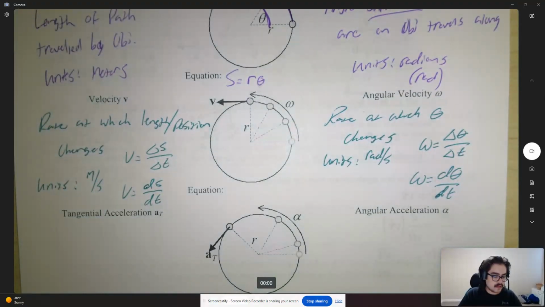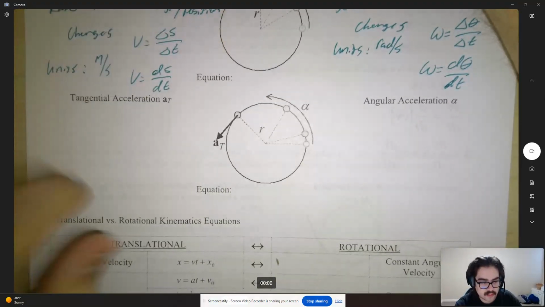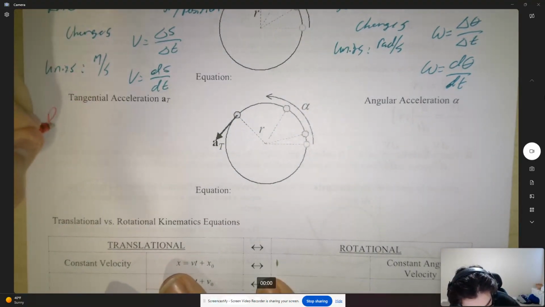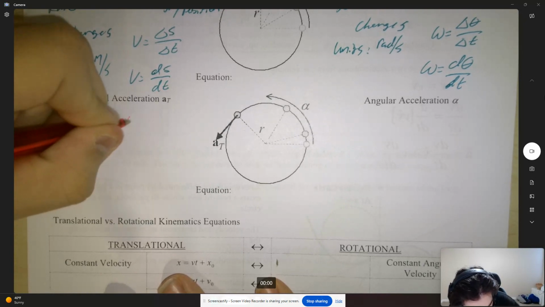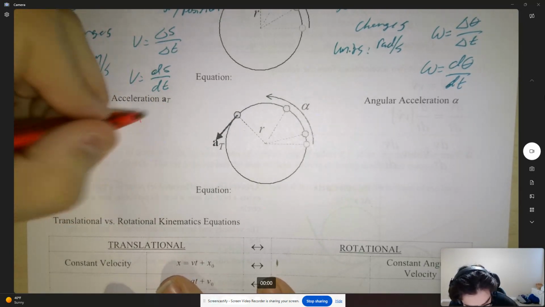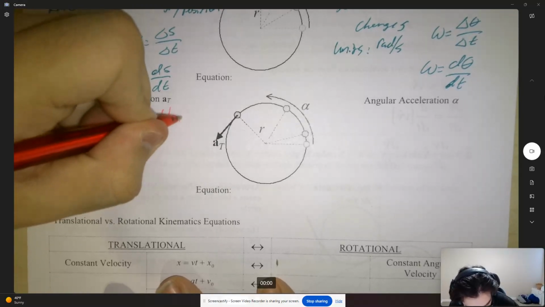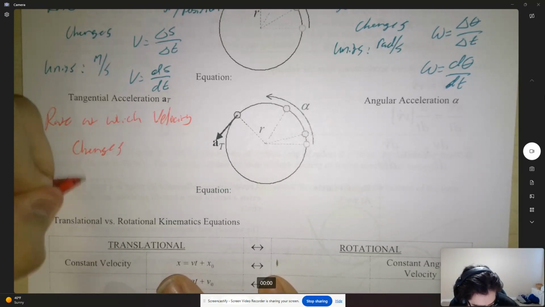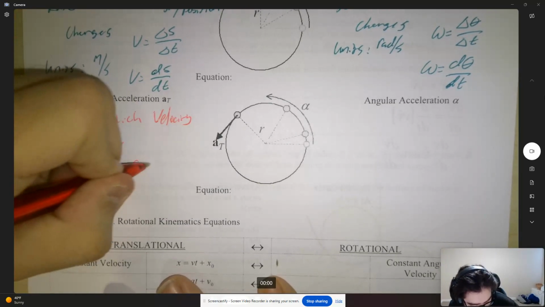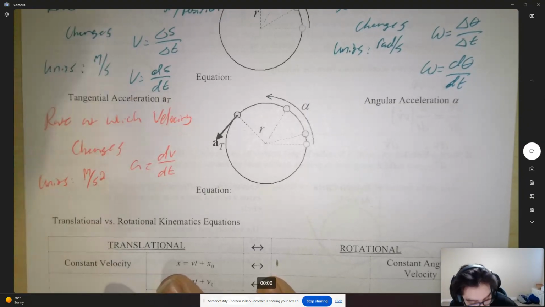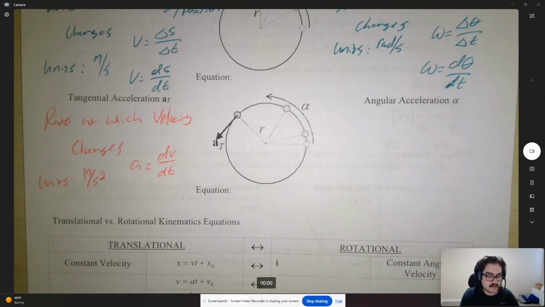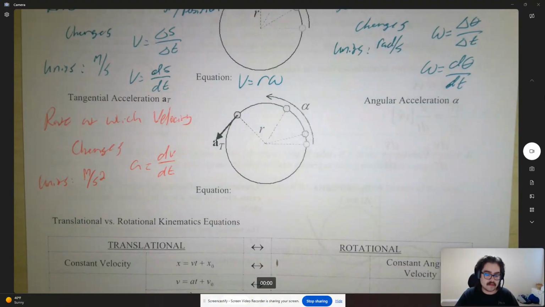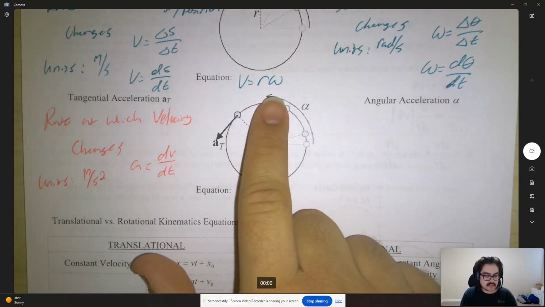Tangential acceleration, you know what acceleration is. The tangential is what we've been looking at all year up to now. This is the rate at which the velocity changes. The units for this are meters per second squared, and you also know that acceleration is the derivative of velocity, or the change in velocity over change in time. This is v equals r omega, up there, that equation. We do the tangential equals radius times the rotational.